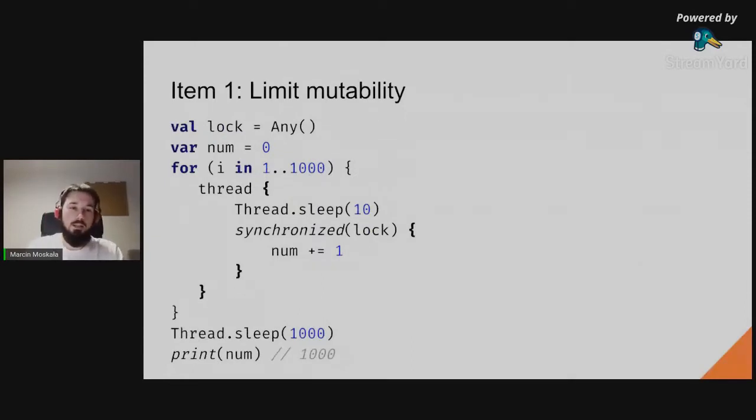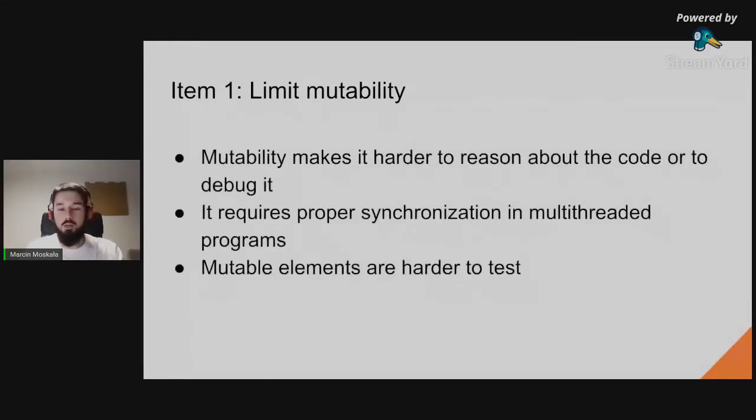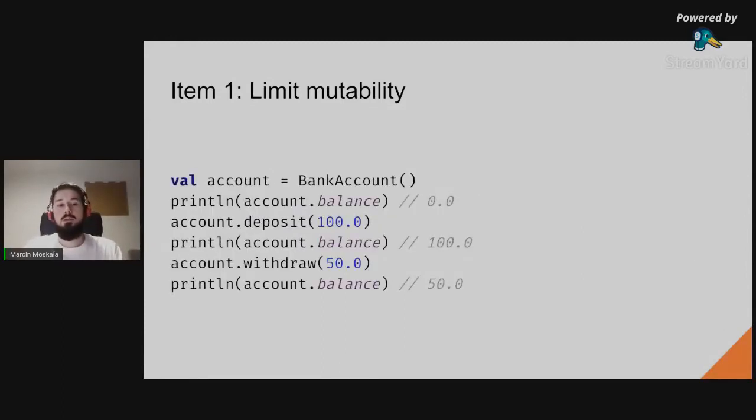So here is an example of synchronization that can be done using a synchronized block, but wrapping it everywhere is just complicated. Then, the more mutation points, the more tests we need to cover. If you have an object like this one, a bank account, when you use functions like deposit and withdraw, you not only need to test for the arguments that you use, but also for all the internal state that you have.